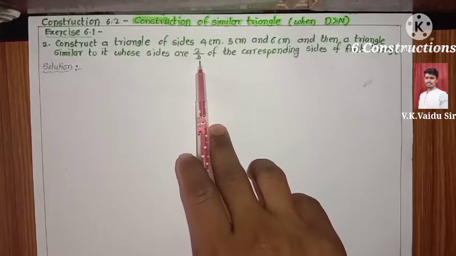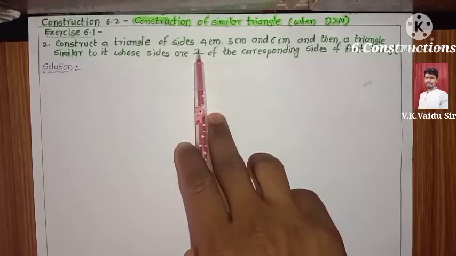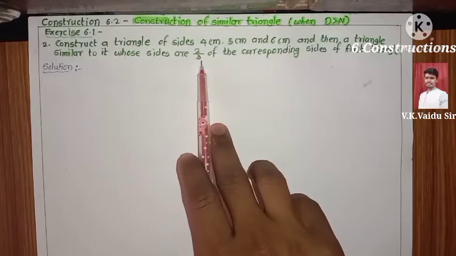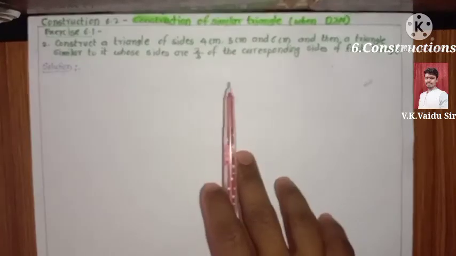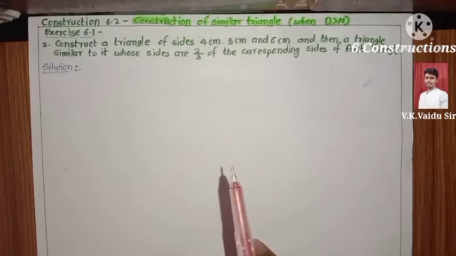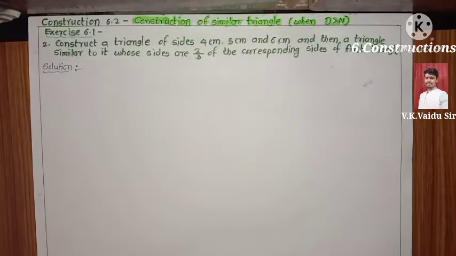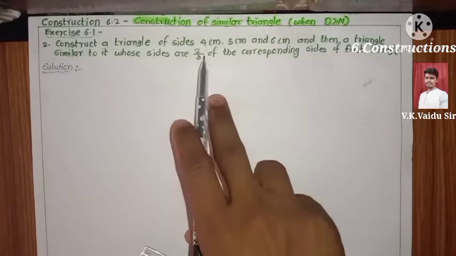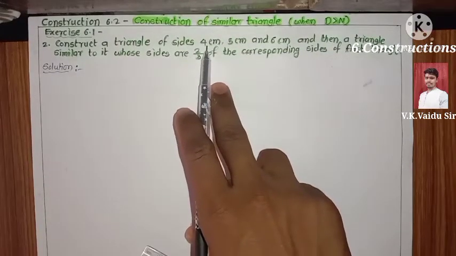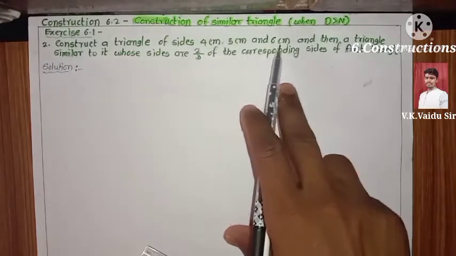Here the denominator is 3 and the numerator is 2. When the denominator is more than the numerator, how do we do the construction? That is what we are studying here. Now let us start the construction. Step 1: the given sides of the triangle are 4 cm, 5 cm and 6 cm.